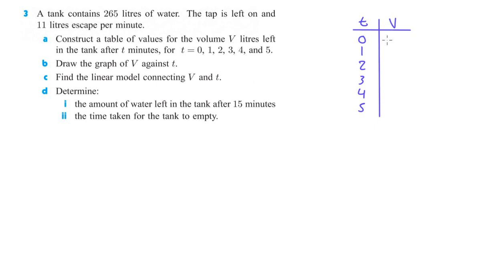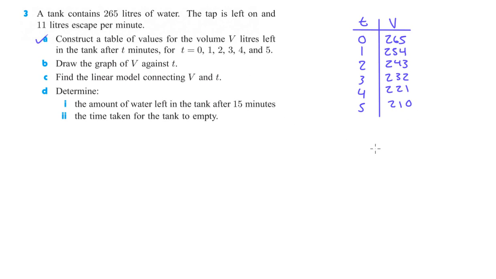So anyway, if we're at 0, we haven't lost anything yet, so we're at 265. After 1 minute, we've lost 11, so if we subtract 11 from 265, we are at 254. Subtract 11 again, 243, and we keep subtracting 11 at a time all the way down until we finish. So 210, I believe, is what we should get. So there's our table of values.